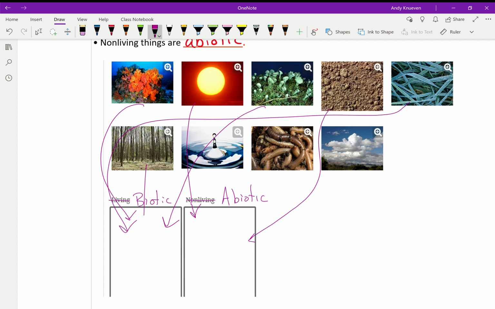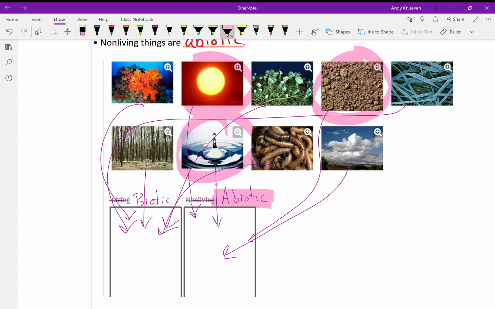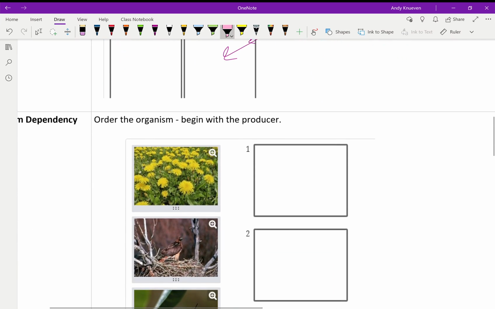Blades of grass, those are living, biotic. Trees, a forest, biotic. Water never was living. Living things need water, but water itself never was living, so it's abiotic. And then we have earthworms, those are biotic. And the sky or air, or even like we could say temperature, is abiotic. So our abiotic things would be the sun, dirt, water, and air or temperature. Those four things are key, and I'll refer back to those later, but those four things are abiotic.